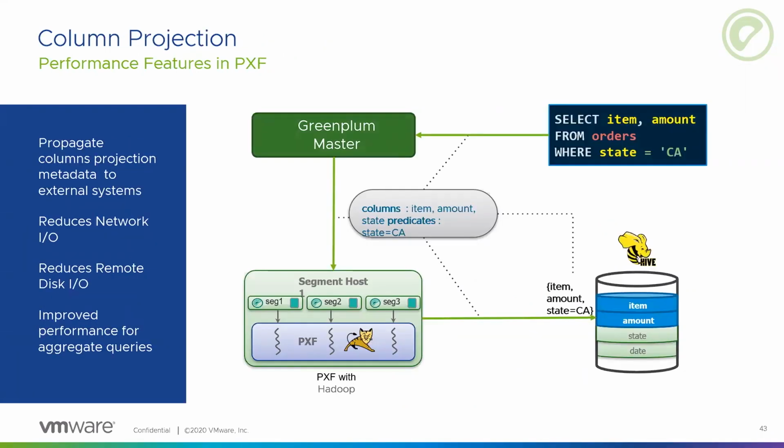Another performance benefit that PXF offers is column projection. With column projection, only the columns that we need in the query are transferred back from PXF to Greenplum. In the example above, columns item, amount, and state are the projected columns. So when accessing data from Hive, PXF will read the projected columns and stream back only the subset of columns that we need. This feature helps us reduce network I/O as well as disk I/O in some cases, for example, when reading ORC files, where the file format is optimized for columnar storage.